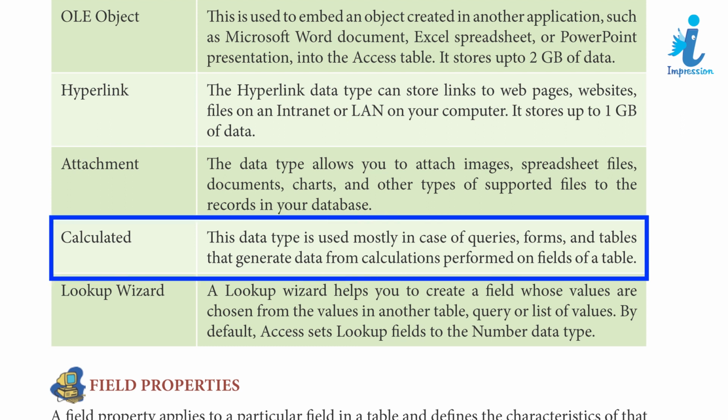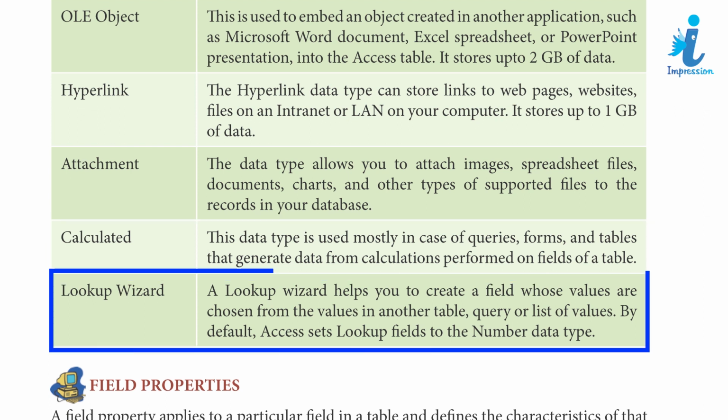Calculated. This data type is used mostly in case of queries, forms, and tables that generate data from calculations performed on fields of a table. Lookup wizard. A lookup wizard helps you to create a field whose values are chosen from the value in another table, query, or list of values. By default, Access sets lookup field to the number data type.